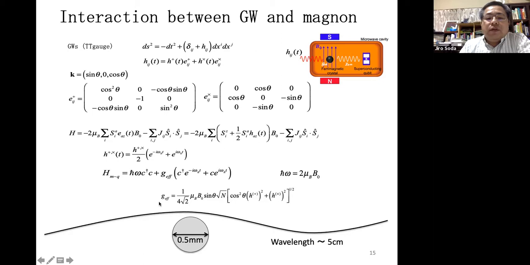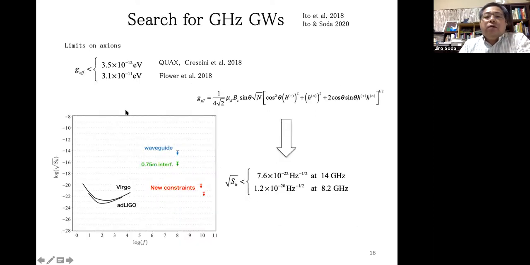So if we constrain this G effective, then you can constrain the amplitude of the gravitational wave. We haven't done any experiment, just borrowed the data from the QUARKS, Flower et al. 2000. This data tells us that G effective is less than these values. So we can translate this constraint into a constraint on the gravitational wave strain. The result is as follows.